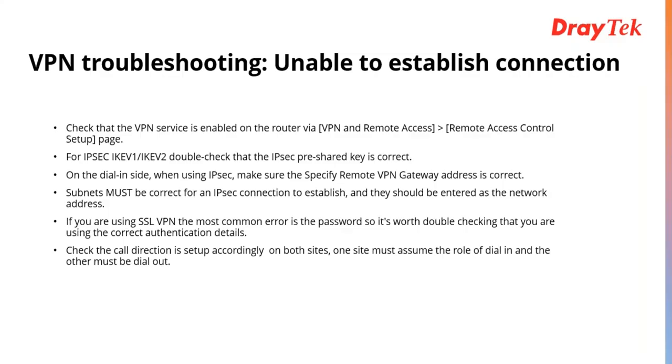So you want to set the call direction on both sides accordingly. One side has to be dial in and another side has to be dial out. They can't both be set to the same call direction. Otherwise, the VPN tunnel will not establish.